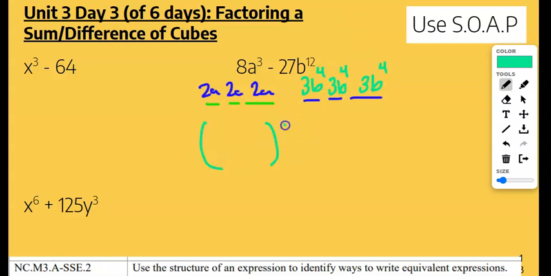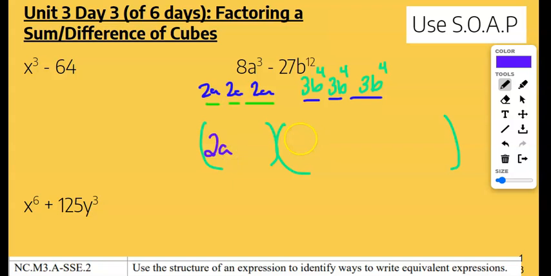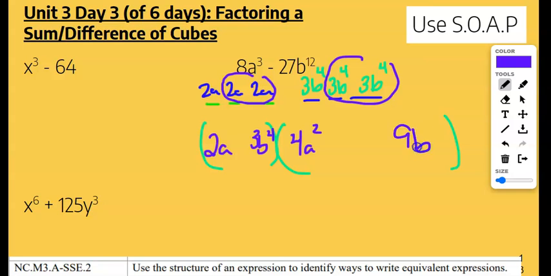Same map. Binomial, trinomial. One of these in the front, 2a. One of these in the back, 3b to the fourth. Put those two together, 4a squared. Put these two together, 9b to the 8th. And finally in the middle again, one of each. 2a times 3b to the fourth. The 2 and the 3 will make 6 when you multiply them. Still a to the first, still b to the fourth.